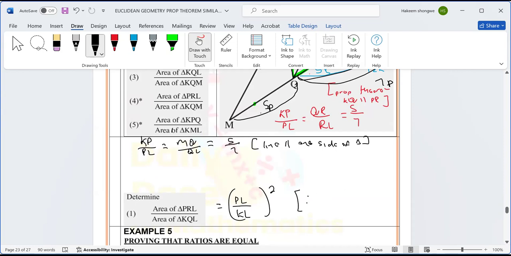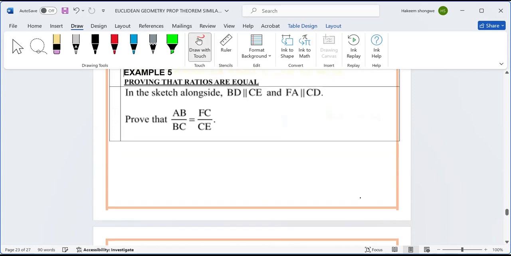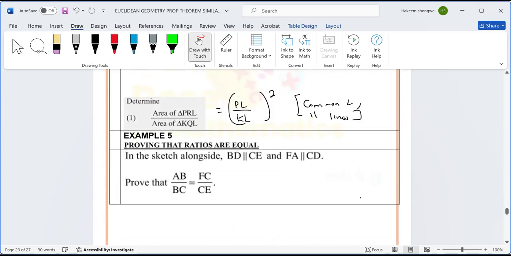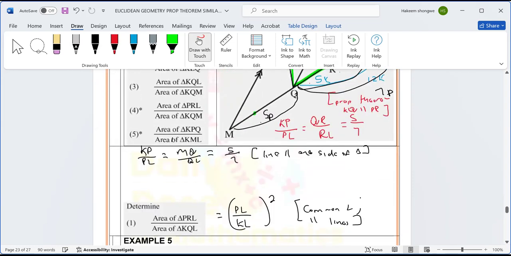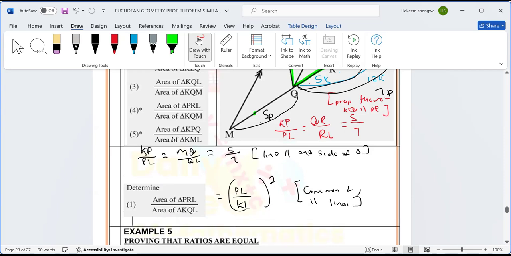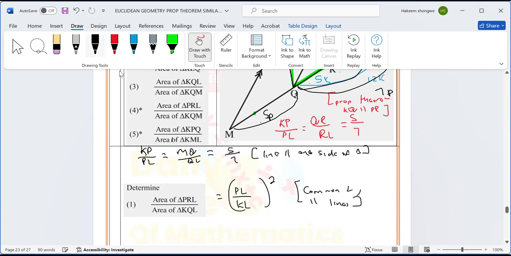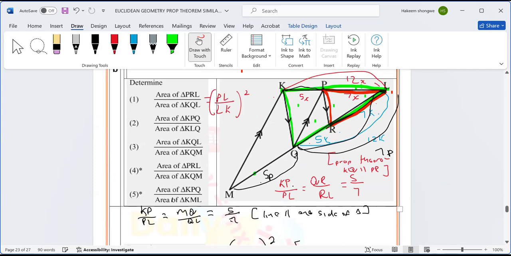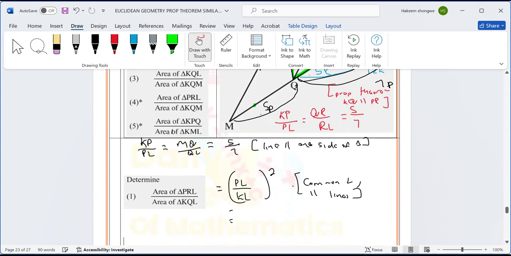We need to give them a reason why we are saying this with confidence. So we say we're going to use the fact that we have a common angle, and then we also have what? Parallel lines. From there, we can go straight to the answer. What is going to be our answer for this? Our answer is 49 over 144. We have 7 over 12, all squared.